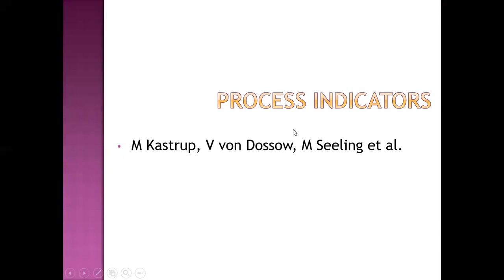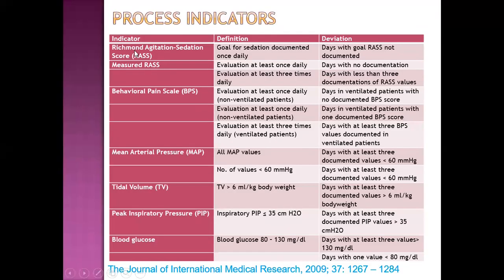Then process indicators, there are two articles which I have considered for this lecture. In one article, the process indicators were Richmond Agitation Sedation Score, or RASS. It should be measured in a particular frequency. And these are the deviations mentioned in this article. This is the source of article. Then behavioral pain scale, mean arterial pressure, tidal volume, peak inspiratory pressure, and blood glucose. So these are the process indicators as described in this article.